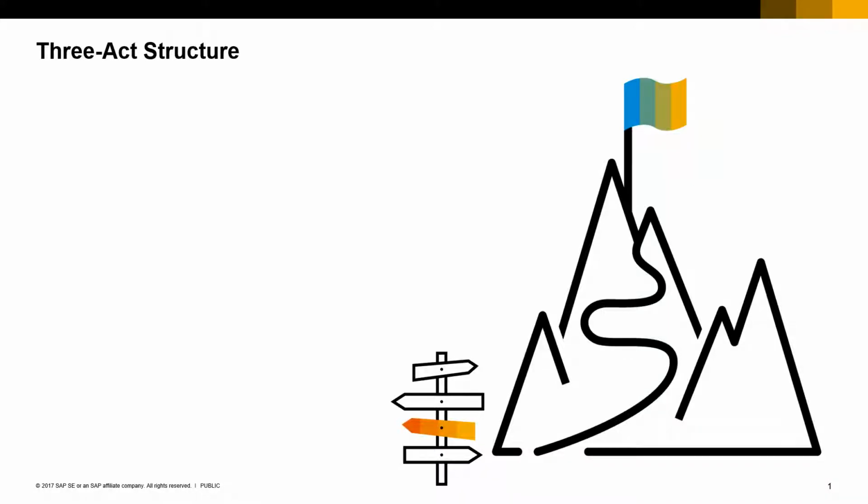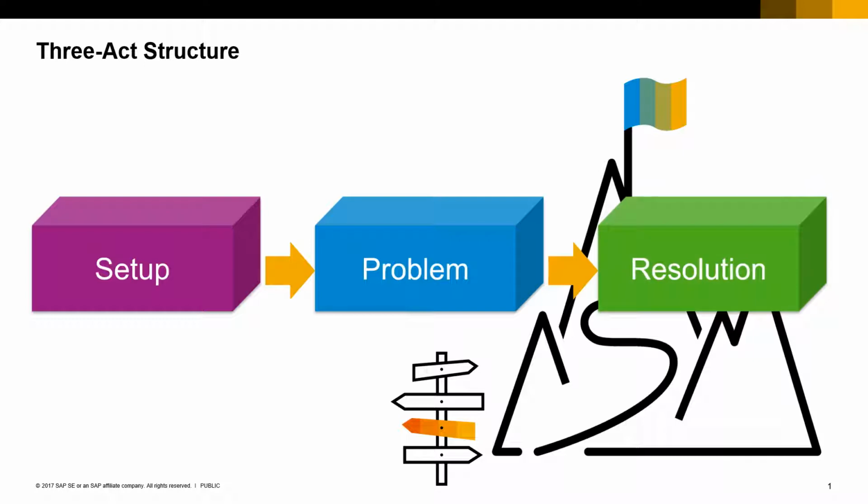The three-act structure is a term that originates in the theater. It refers to the three-step path that every story follows: the setup, the problem, and the resolution. This logical formula helps your readers to better understand and absorb the information you're trying to share with them.